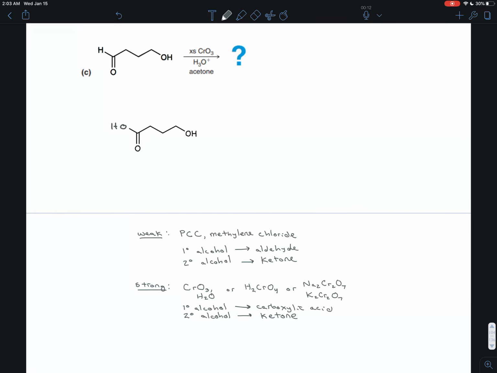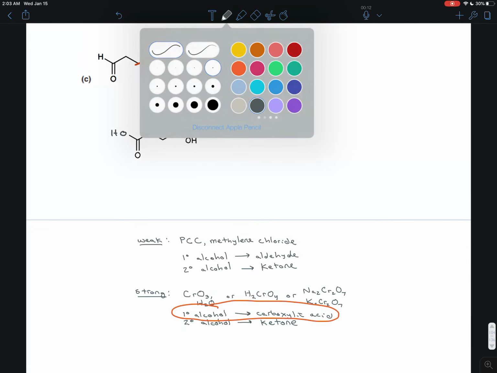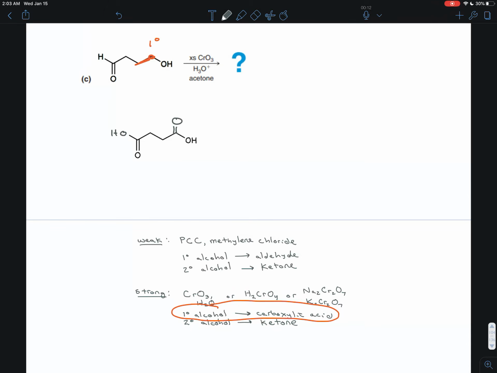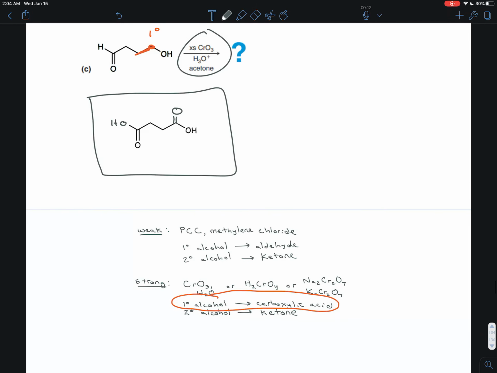And the alcohol, if it's primary, will turn into a carboxylic acid. Notice the carbon that has the OH on it is bonded to just one other carbon, so it is primary. And so that primary alcohol will be converted to a carboxylic acid. So the carbon that has the OH on it, you draw a carbonyl there, carbon double bonded to oxygen. And so that would be the product for that oxidation. Used a strong oxidizing agent, so it turned primary alcohol into a carboxylic acid, and it turned an aldehyde into a carboxylic acid.